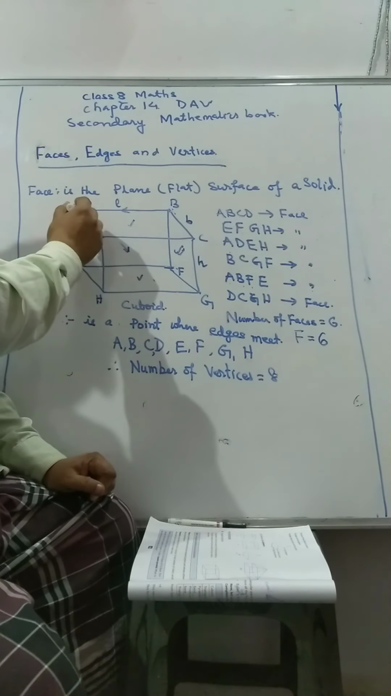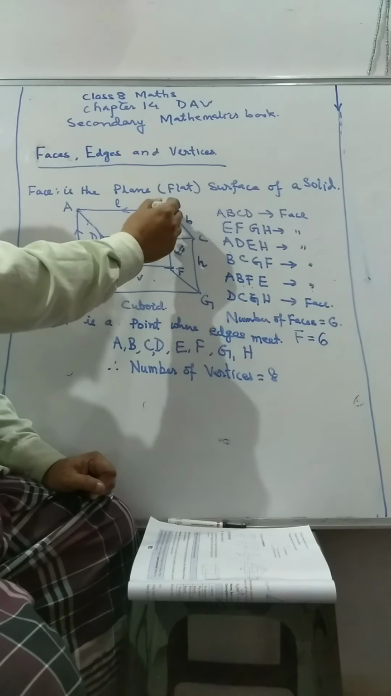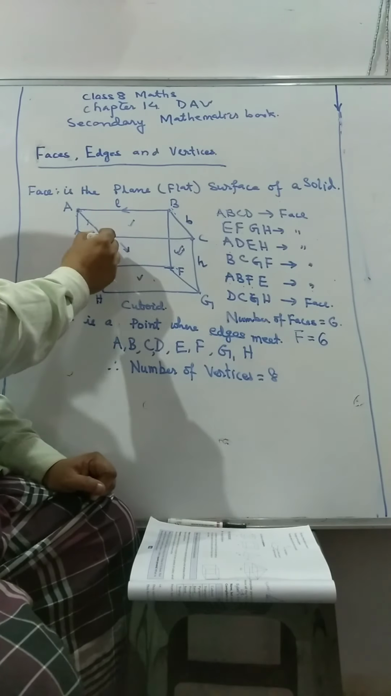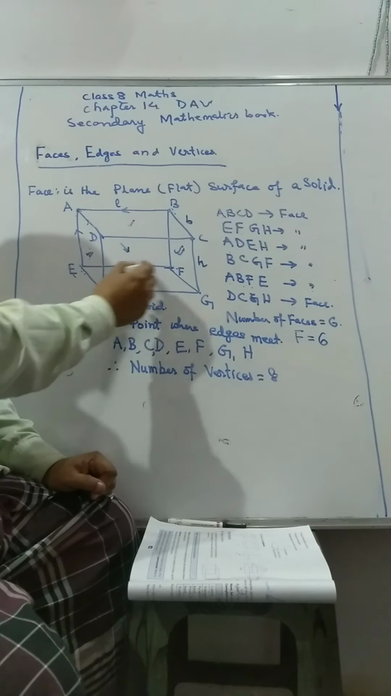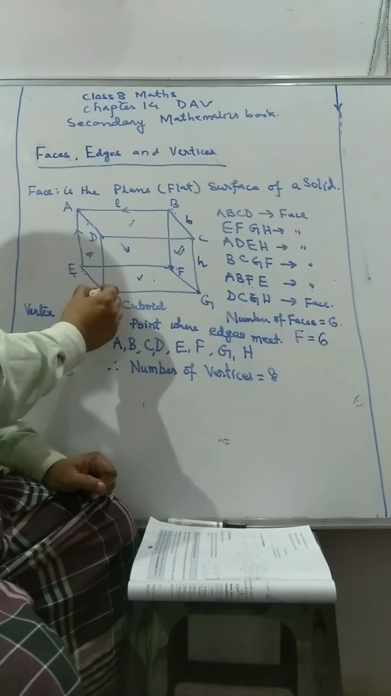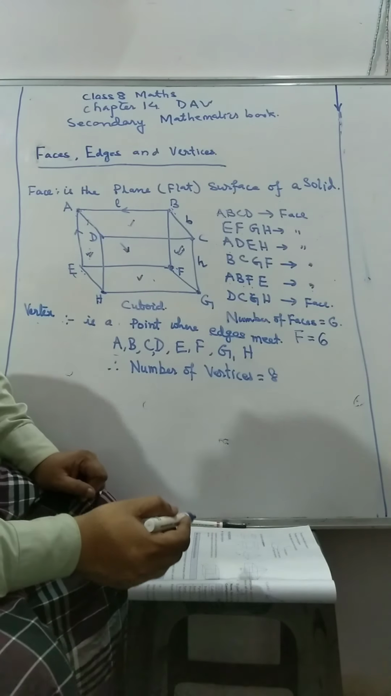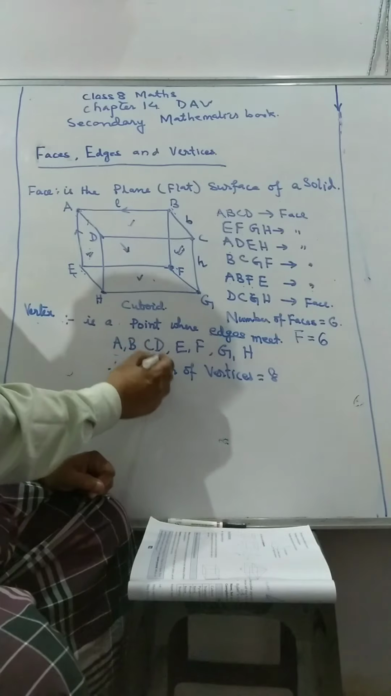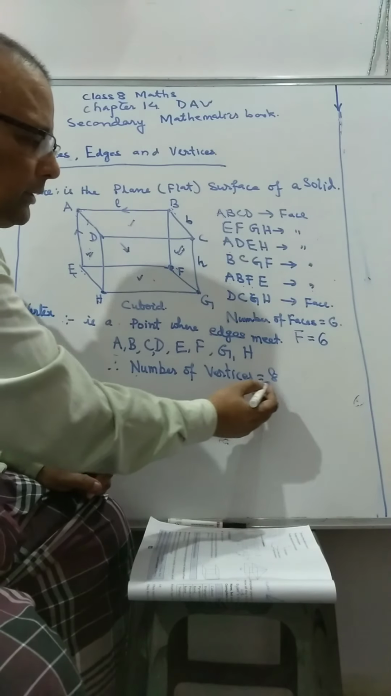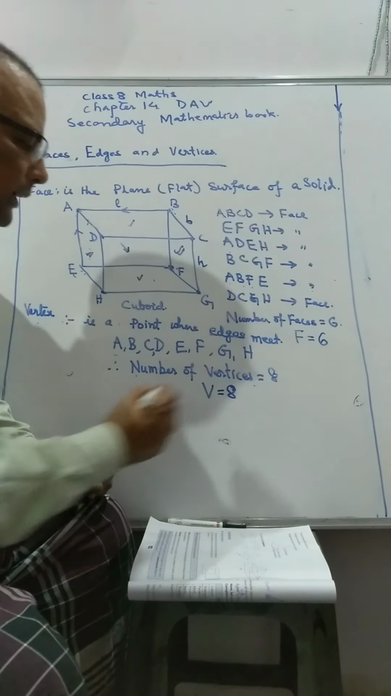So how many vertices are there? A, B, C, D, E, F, G, and H. So there are 8. The number of vertices is equal to 8. V is taken as the number of vertices.